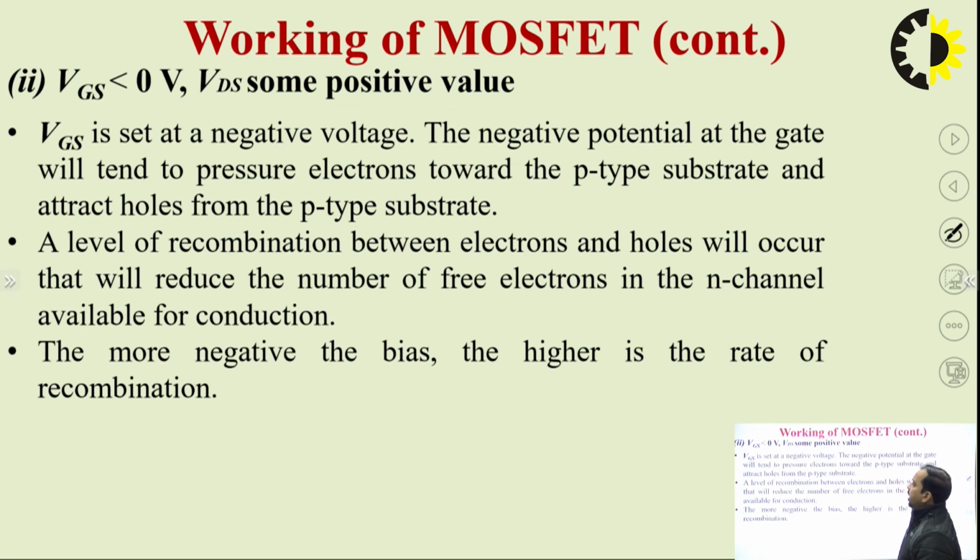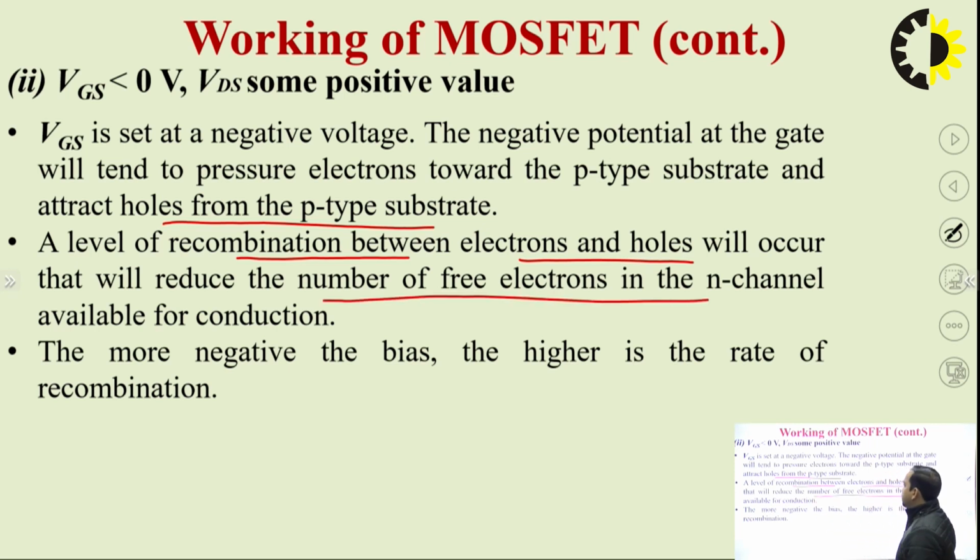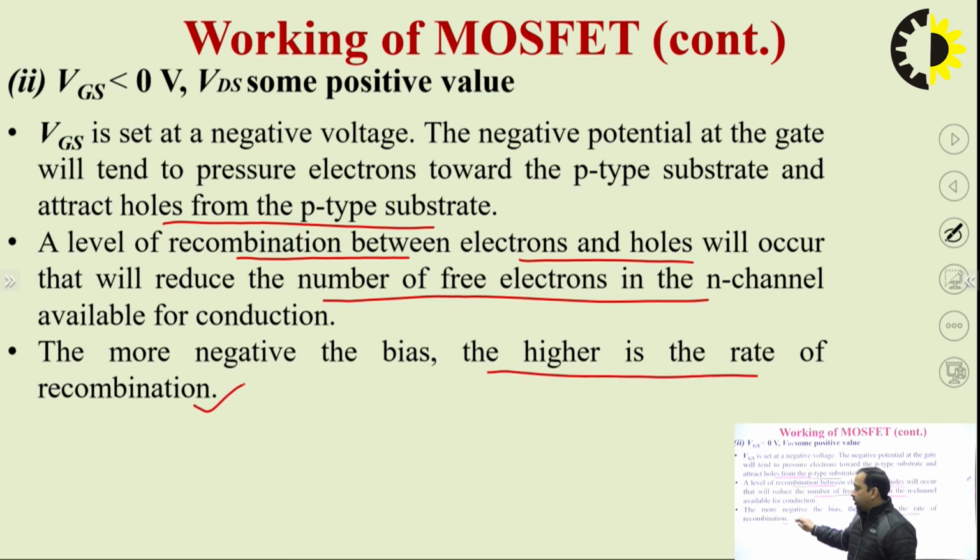Now here, as VGS is set to some negative voltage and we have fixed the value of VDS, all the holes, being the majority carriers on the P side, get attracted towards the channel. Due to this, recombination between the holes and electrons will occur, and that will reduce the number of free electrons inside the channel available for conduction. So the more negative the bias, the higher the rate of recombination, and as the rate of recombination increases, the drain current ID reduces.